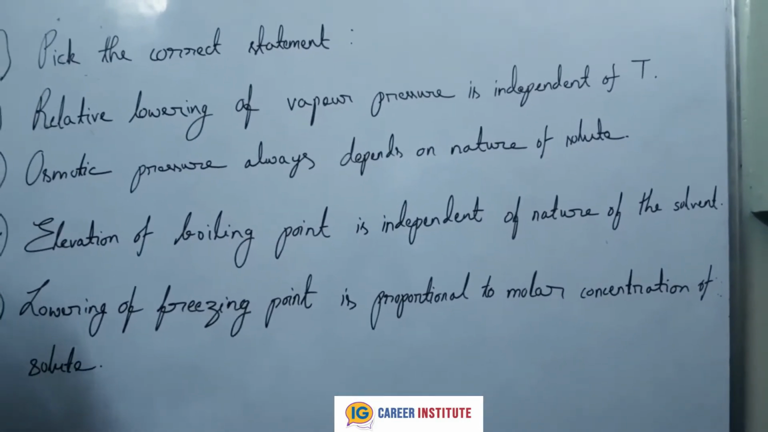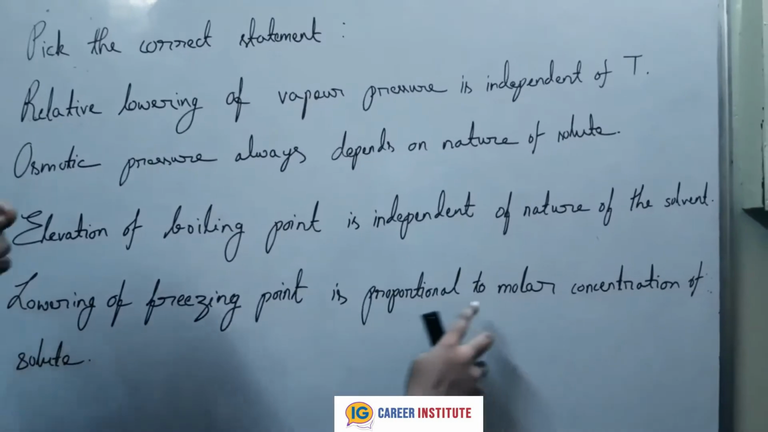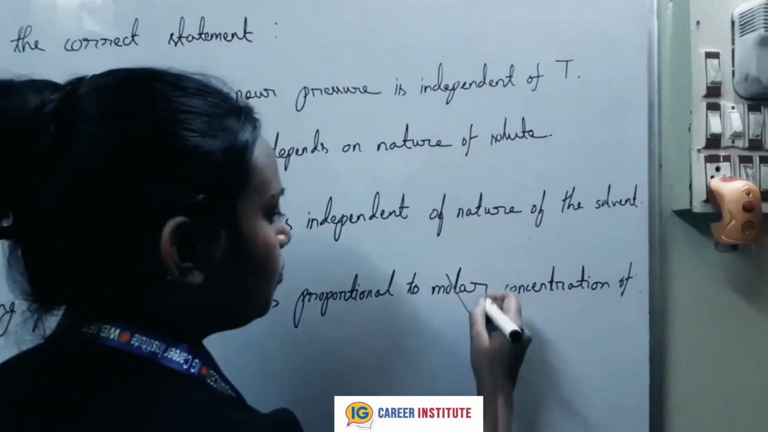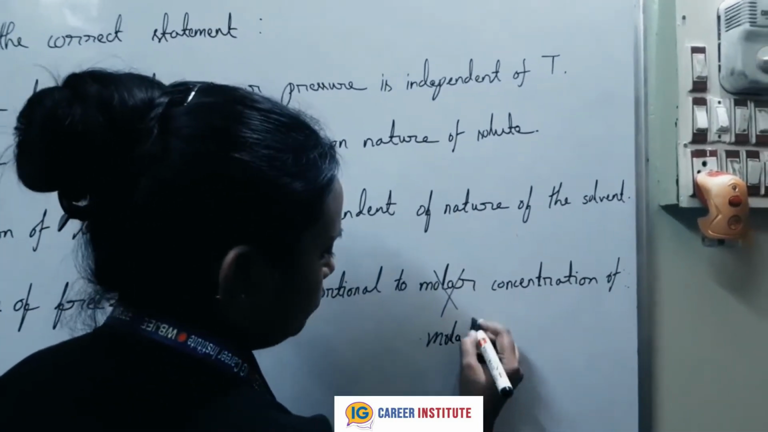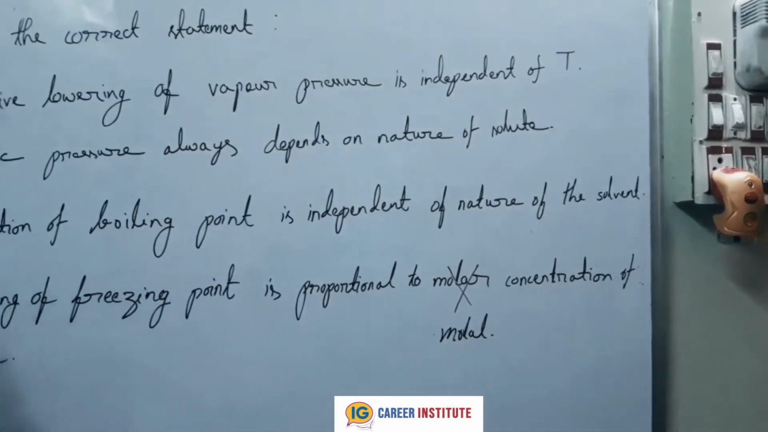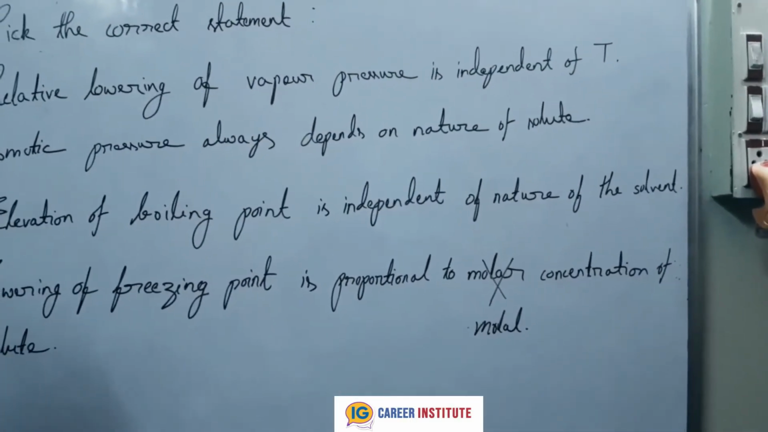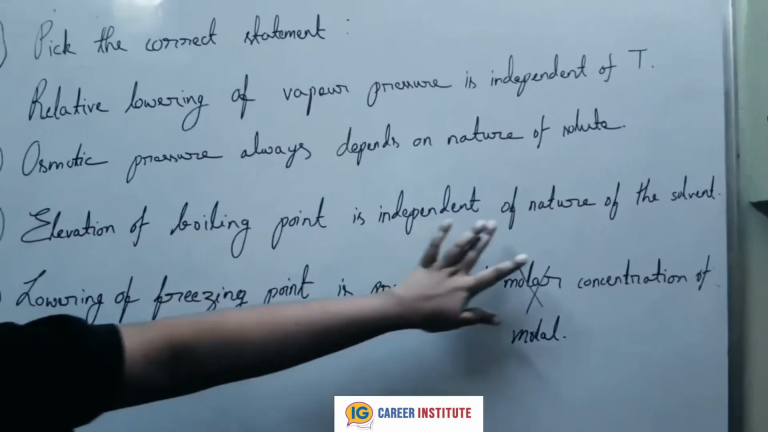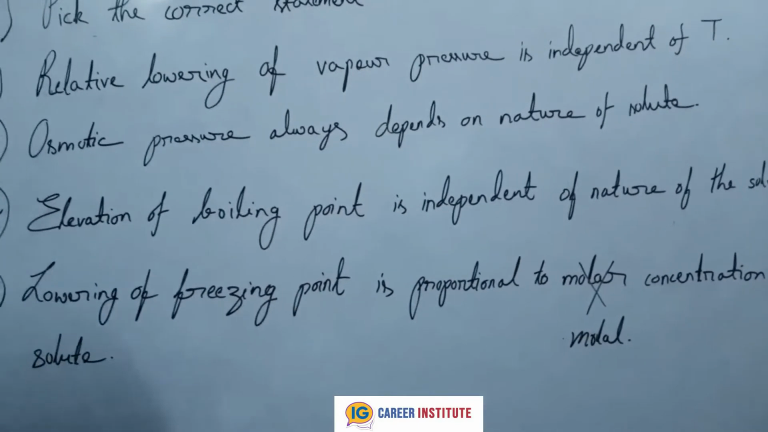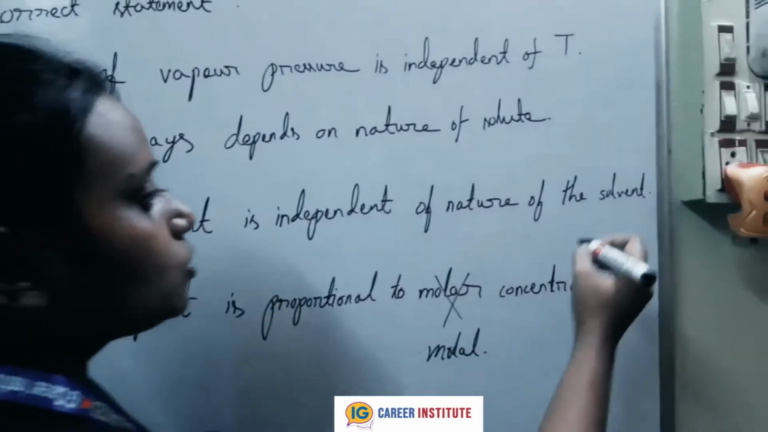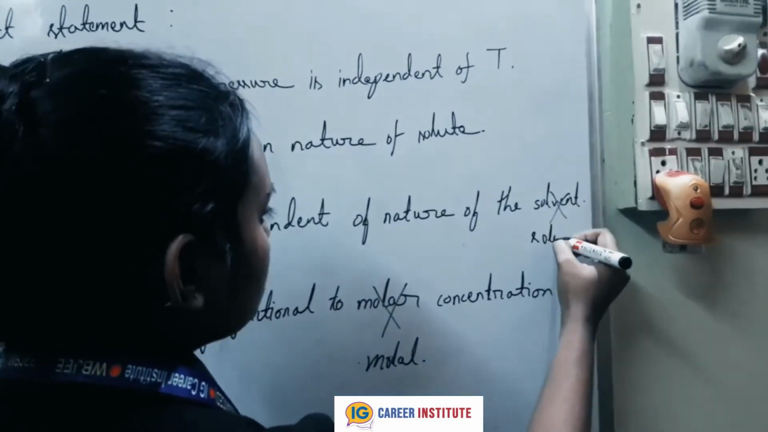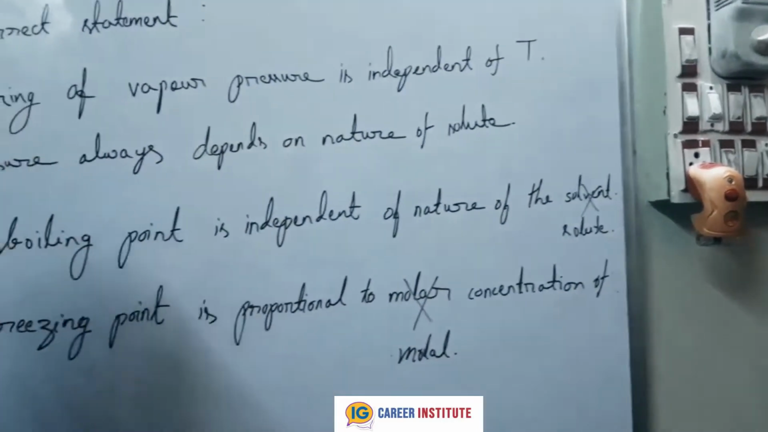So it's basically wrong because it is proportional to molal. It is wrong, it is proportional to molar concentration, right? Molar concentration. So D is not the correct. Next is elevation of boiling point is independent of the nature of solvent. Basically it's independent of the nature of solute, not on the solvent. It depends on the nature of the solvent.